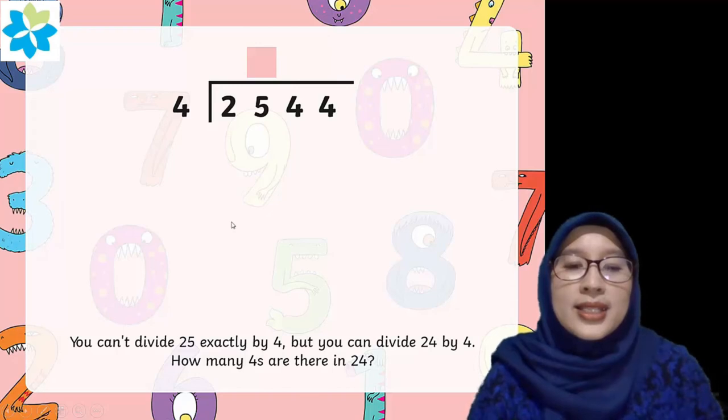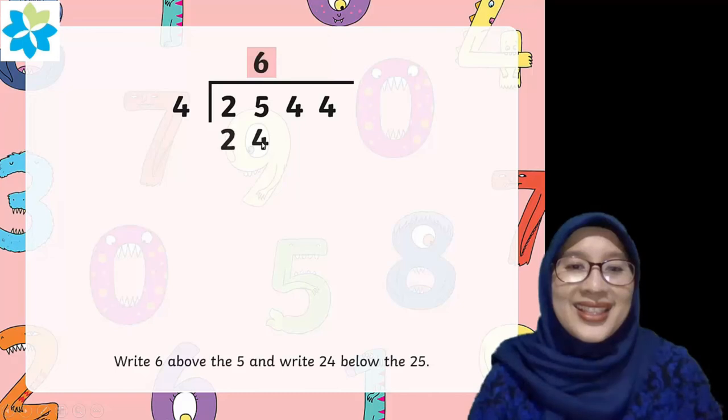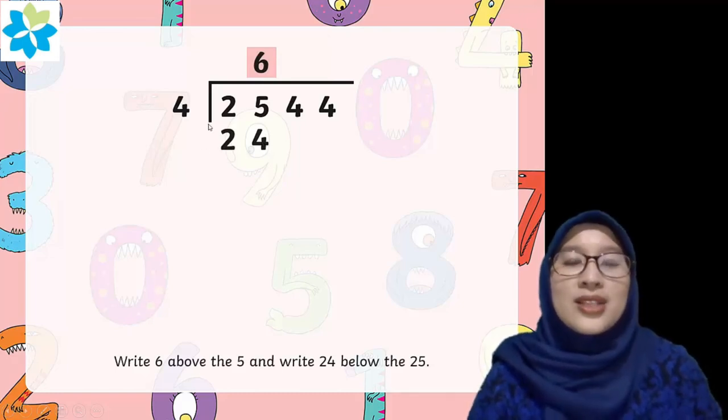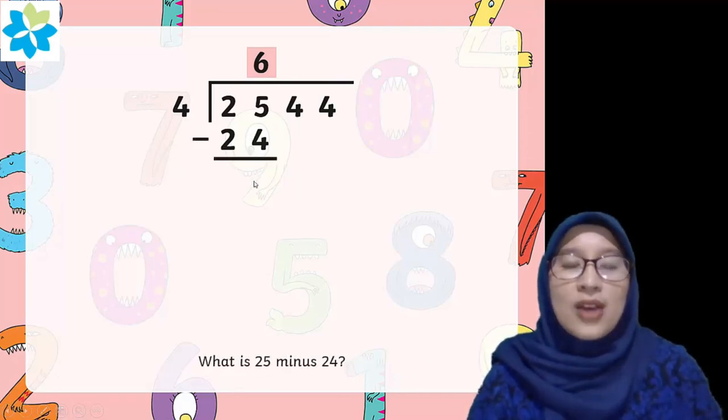So, let's count how many 4s are there in 24. Butuh berapa kali 4 untuk mendapatkan 24? Yes, of course 6. Because 6 times 4 equals 24. Okay, please write down 24 here under the 25. And then let's subtract the two numbers. Kita kurangkan 25 dengan 24 ini. And then the result is 1, right?